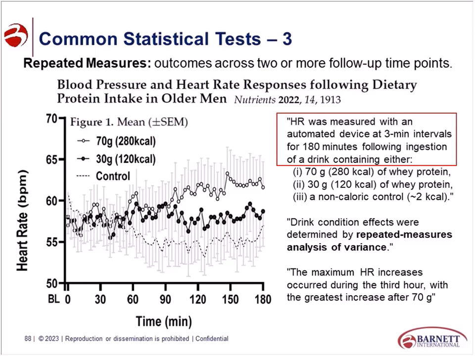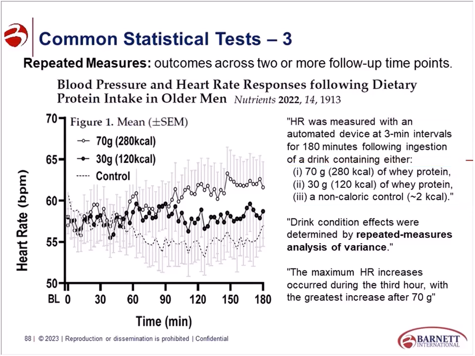Older men were given 3 different interventions. They were getting either 70 grams of whey protein, 30 grams of whey protein, or a non-caloric control. So 70 grams, 30 grams, versus nothing. Now you're looking at heart rates over time, every 3 minutes. That's what we mean by repeated measures: the same measurement is being taken on the same individual over time, every 3 minutes, and we plot this out.